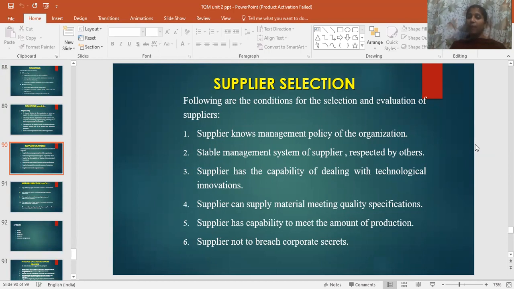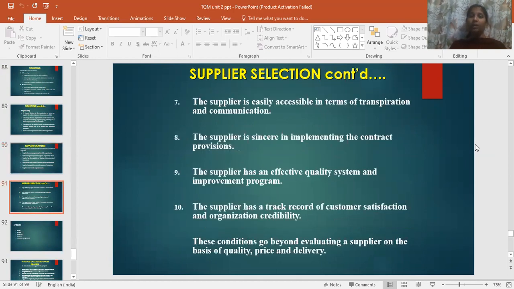Then the supplier has the capability to meet the amount of production. Then the supplier should not breach a corporate secret to others. Then the supplier is easily accessible in terms of transparency and communication. Then the supplier is very sincere in implementing the contract conditions, and has an effective quality system and improvement program. The supplier has a track record of customer satisfaction and organization credibility. So these conditions go beyond evaluating a supplier on the basis of quality, price, and value.